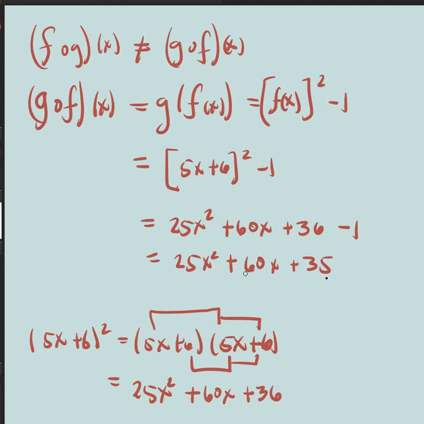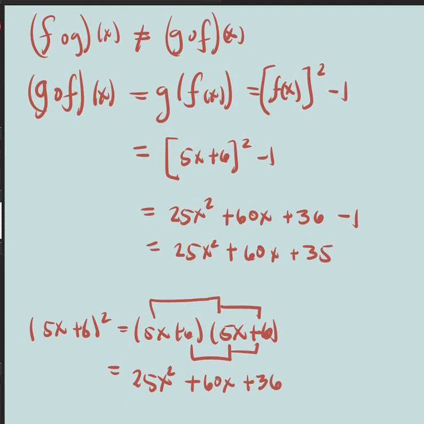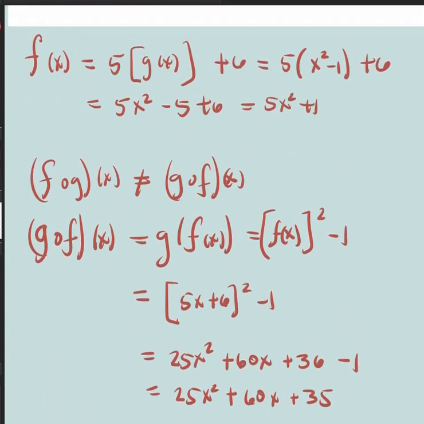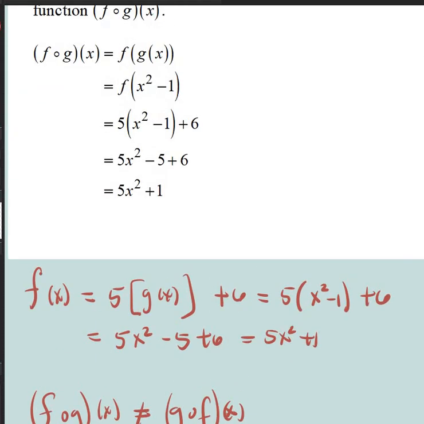And if you look at the answer, this was the answer for f composed with g, and this is the answer for g composed with f. So you can see clearly they are not the same. Let's go back here. You see the answer, right? For f composed with g, we got this, and for g composed with f, we got 25x squared plus 60x plus 35.